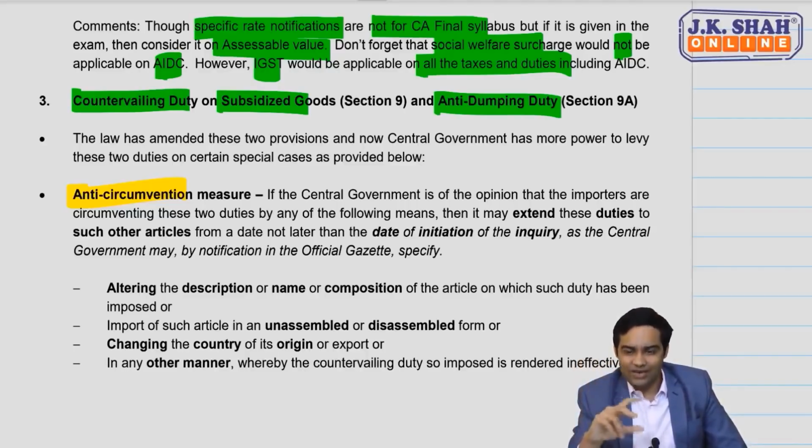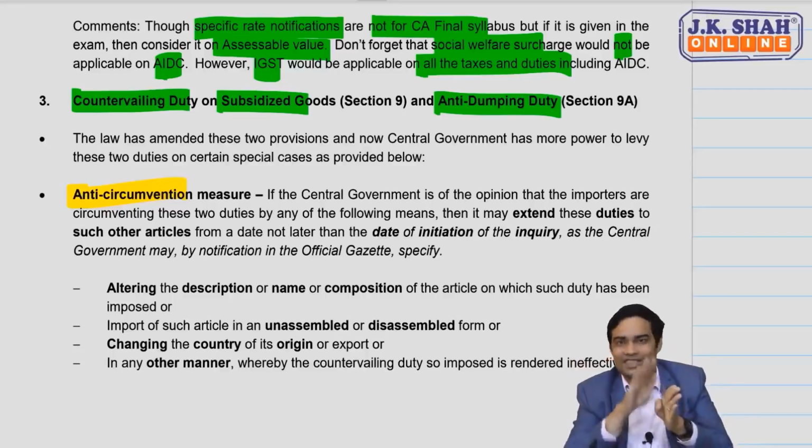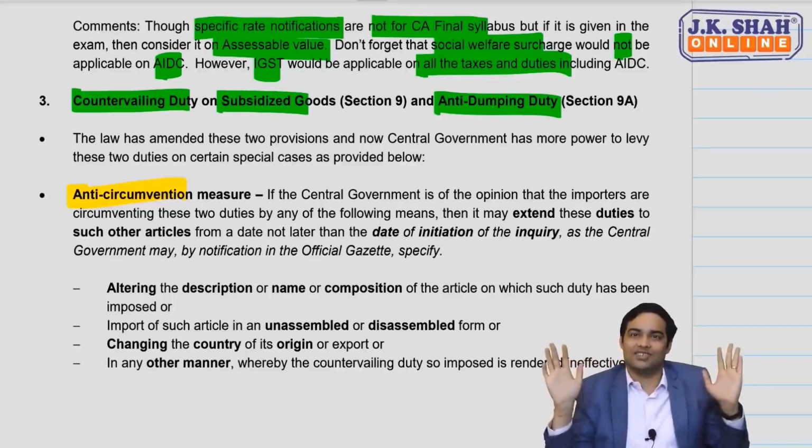So if you try to change the form, bring it in another way, change the description, change the name, then in that case, customs duty will be applicable on such goods which the government may notify, plus additionally the government can notify other goods which are trying to be played upon. So if someone is trying to act smart and bringing it in any other form, and the government gets to know, the government will release a notification, and from the day the government starts this inquiry, from that day they can introduce CVD on subsidized goods and anti-dumping duty on such goods. Let's see.